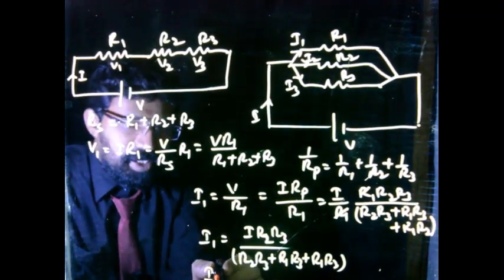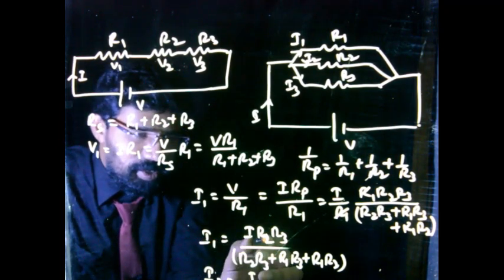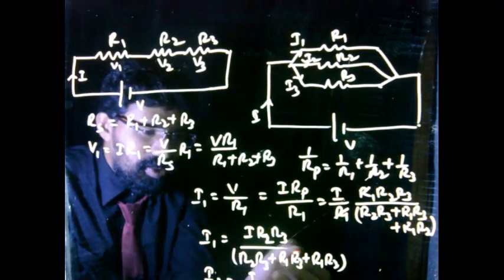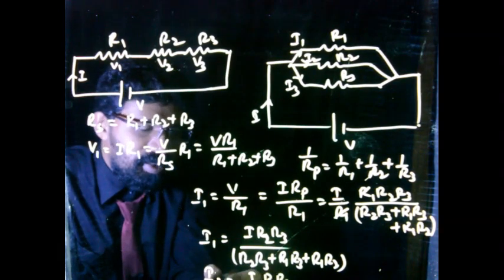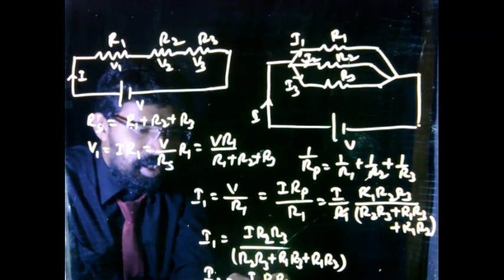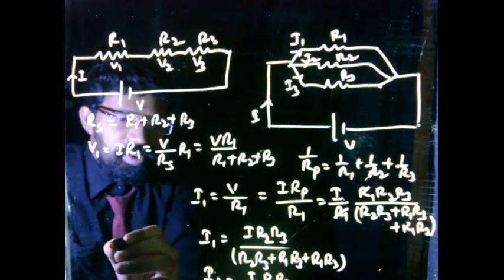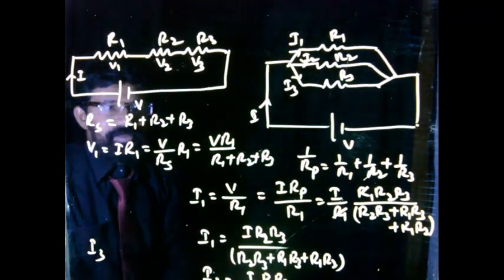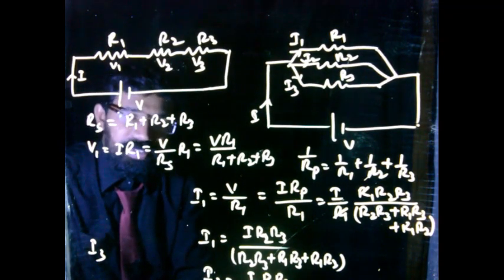Similarly, I2 can be written as the total current I into, if I1 has R1 missing in the numerator, then for I2 R2 will be missing, so we have R1 R3, divided by the denominator which is the same in all cases: R2 R3 plus R1 R3 plus R1 R2. Similarly, you can talk about I3 also. So like this we have discussed a few points in connection with the combination of resistances.